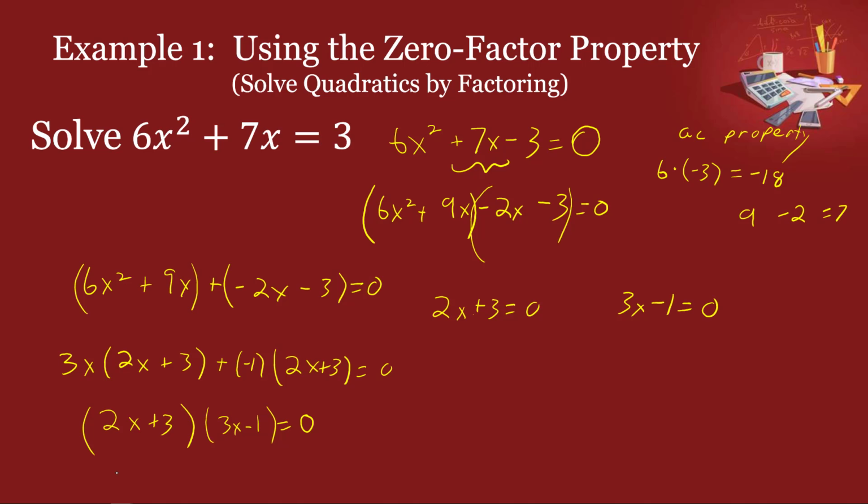Okay, well, if 2x plus 3 is equal to 0, solving this, we would have that 2x is equal to negative 3, and that x is equal to negative 3/2. Over here, we would have 3x is equal to 1, and then x is equal to 1/3. So our solution set will be negative 3/2, comma, 1/3. Okay, so that is our approach for factoring. That's actually one of the more challenging factoring problems.